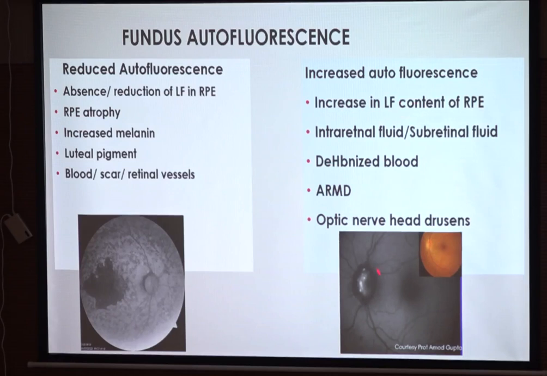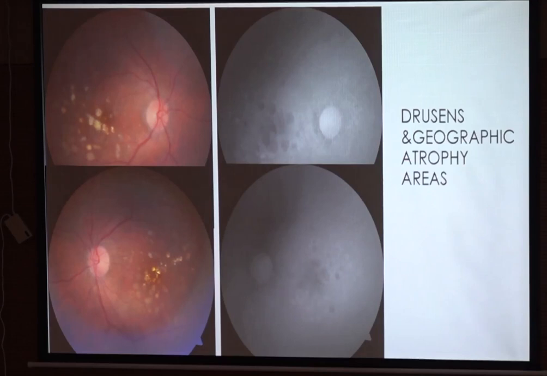And then these are the drusen. Increased autofluorescence is seen in drusen in ARMD, once you have the membrane, or dehemoglobinized blood. Anywhere where you see intraretinal fluid, that also leads to hyperautofluorescence. This is the geographical atrophy in ARMD, as well as drusen. The drusen appear as hyperautofluorescence, and the atrophic area is hypoautofluorescence.